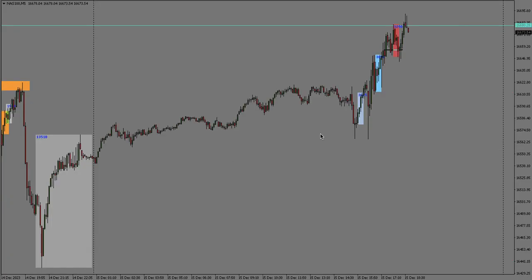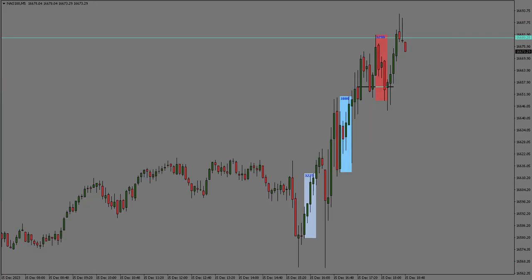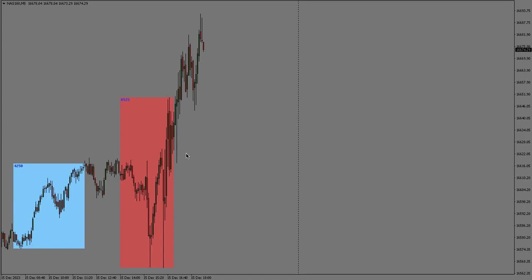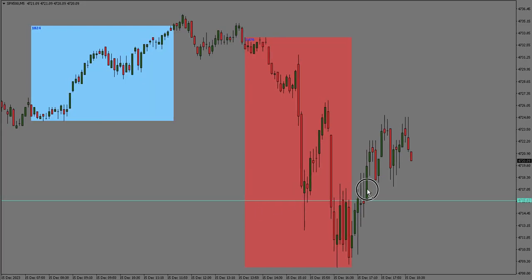Now, if we go over here to NASDAQ, you can see that we never really got any kind of silver bullet. Now, we had a small fair value gap form here, but really nothing came of it. Now, S&P, pretty much the same thing. We didn't really have much at all.